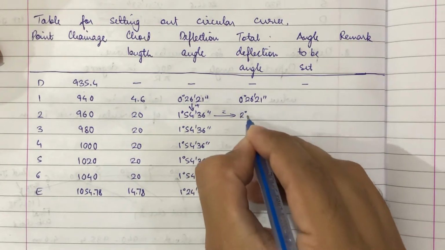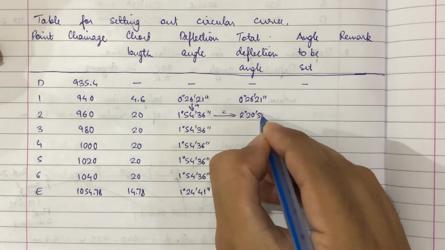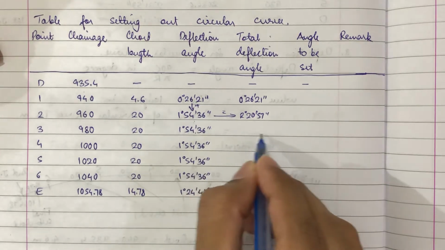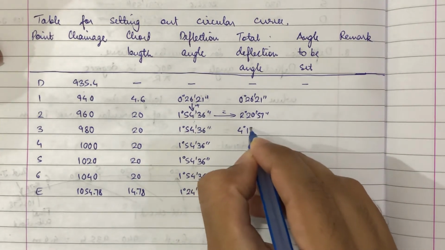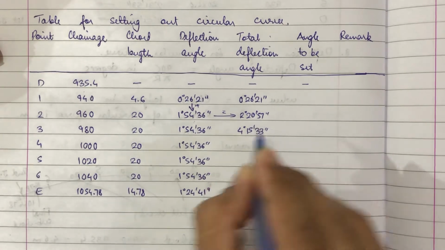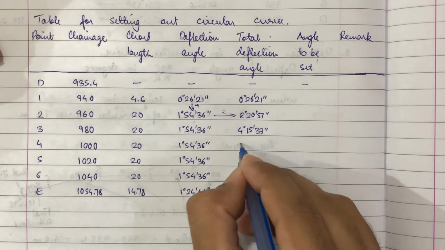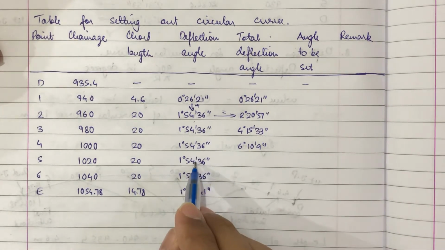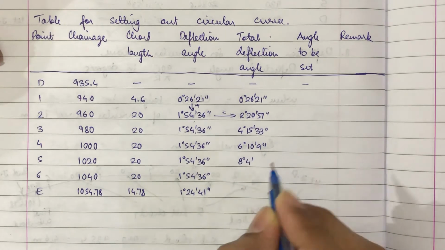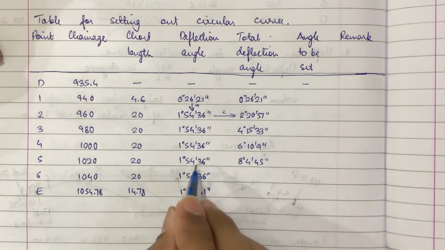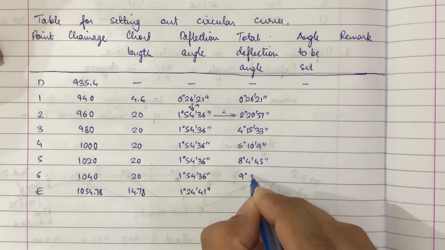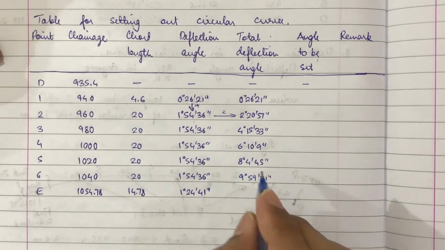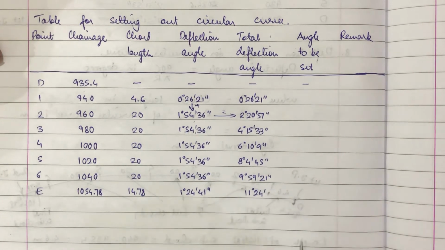So this comes out to 2 degree, 20 minutes, 57 seconds. Again, this added to this will be 4 degree, 15 minutes, 33 seconds. Then 6 degree, 10 minutes, 9 seconds. Then 8 degree, 4 minutes, 45 seconds. Then 9 degree, 59 minutes, 21 seconds. And finally 11 degree, 24 minutes.